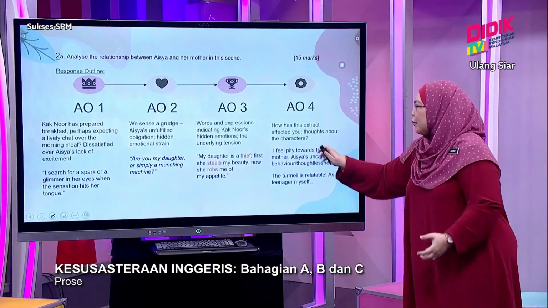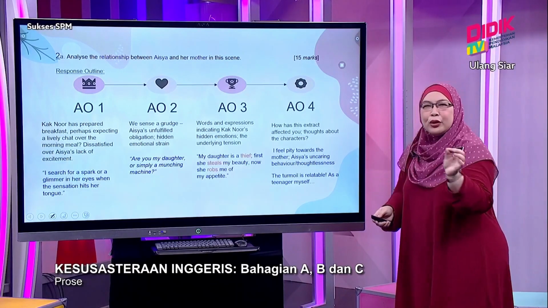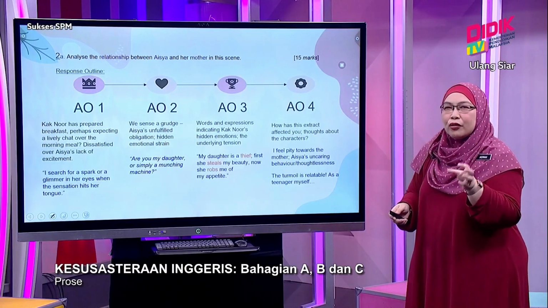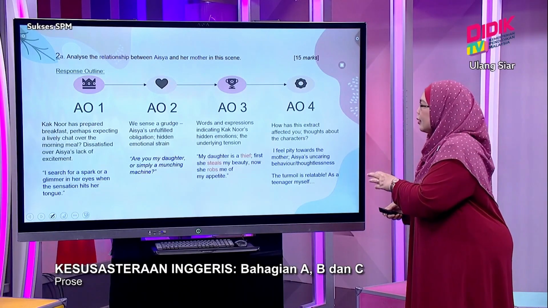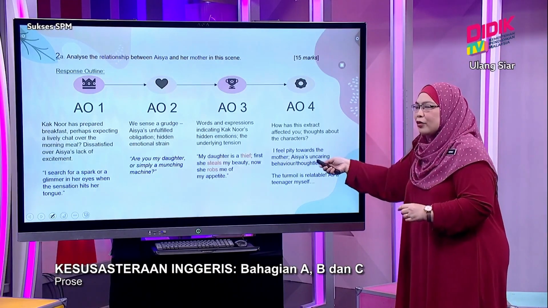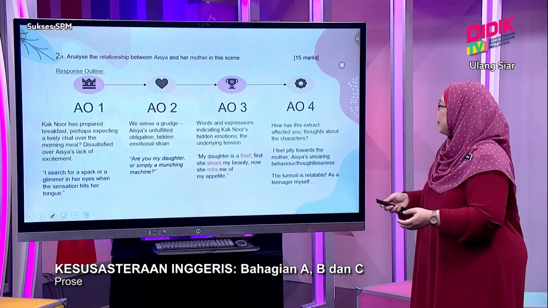And when she says, "My daughter is a thief, first she steals my beauty, now she robs me of my appetite," that's your AO3. Why did the author use these words, a thief who steals and robs? No mother would describe her own child like that, isn't it?